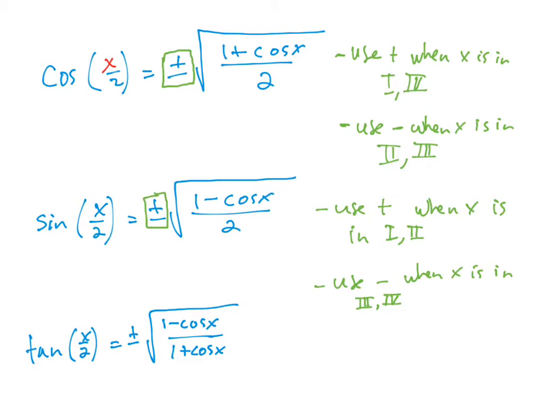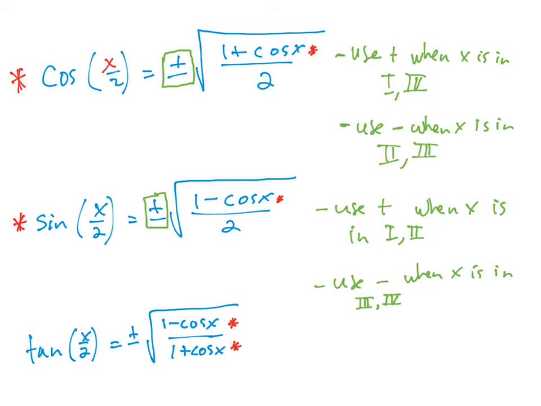And then the half angle for tangent is going to be plus or minus the square root of 1 minus cosine x over 1 plus cosine x. This is easy to remember, because tangent is just sine over cosine. The 1 minus cosine x is coming from the half angle of sine, and in the denominator, 1 plus cosine x is coming from the half angle for cosine. So if you can remember the half angle for cosine and the half angle for sine, the half angle for tangent comes from taking sine over cosine.